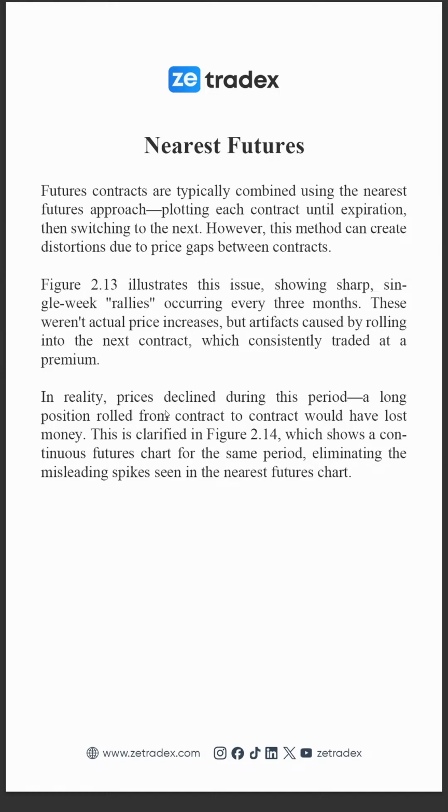Now, futures contracts are typically combined using the nearest futures approach, plotting each contract until expiration, then switching to the next. However, this method can create distortions due to price gaps between contracts. Our next page illustrates this issue, showing sharp single-week rallies occurring every 3 months. These weren't actual price increases, but artifacts caused by rolling into the next contract, which consistently traded at a premium. In reality, prices declined during this period. A long position rolled from contract to contract would have lost money.